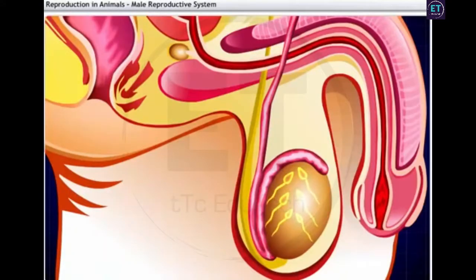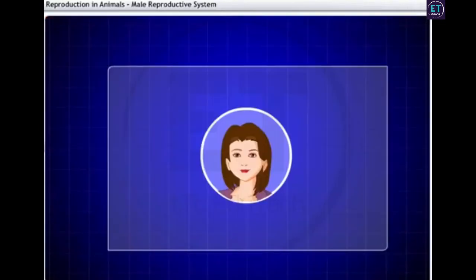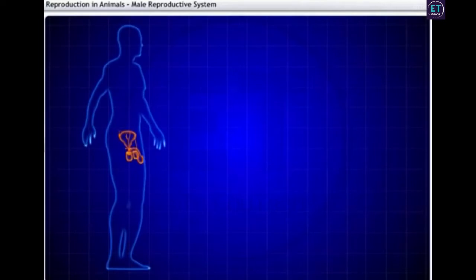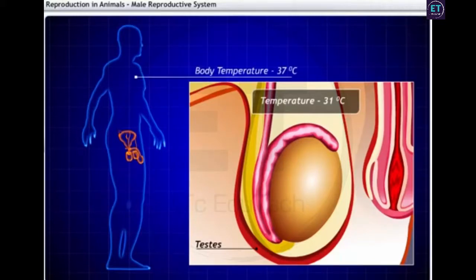In males, the germ cells known as sperms are formed in the testes located outside the abdominal cavity in the scrotum. These sperms have a long tail that helps them move towards the female germ cell. But why does this formation happen outside the abdominal cavity? This is because the sperm formation requires a lower temperature than the normal body temperature.